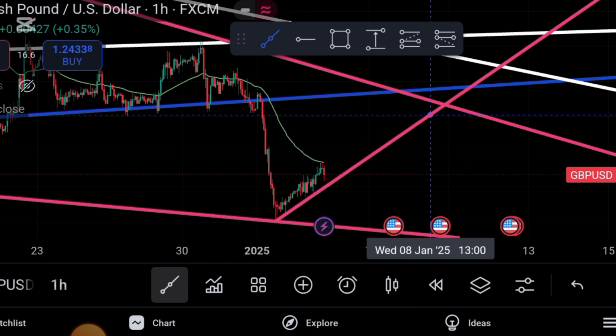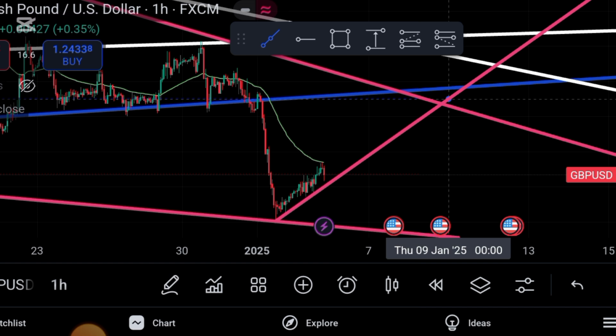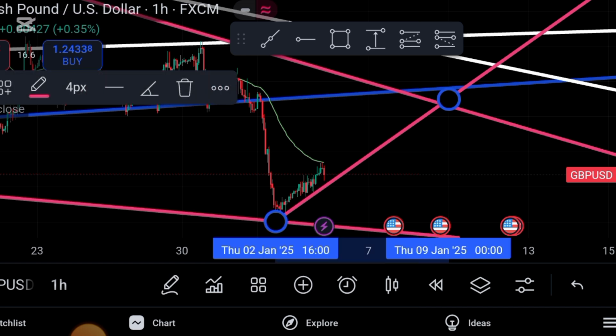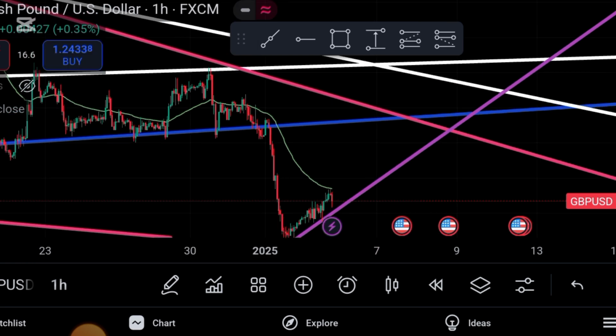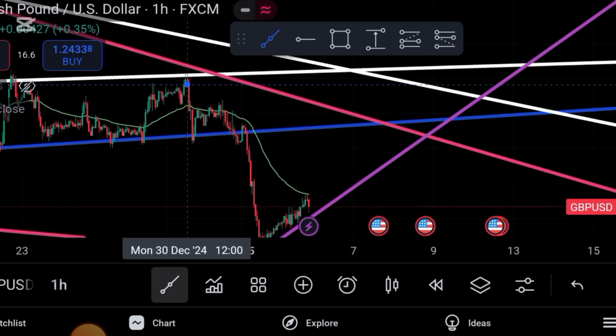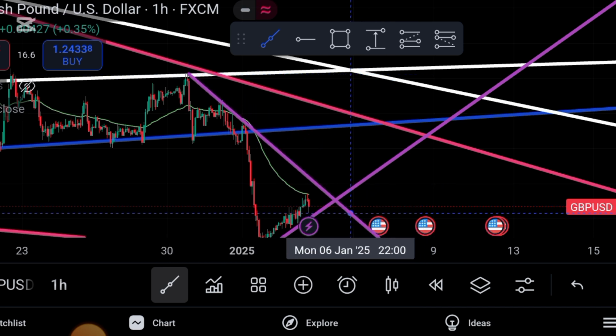So on here, we are going up with this one right here. We are going to change the color to purple. And then for the top side, we are going to be drawing this trend line here.